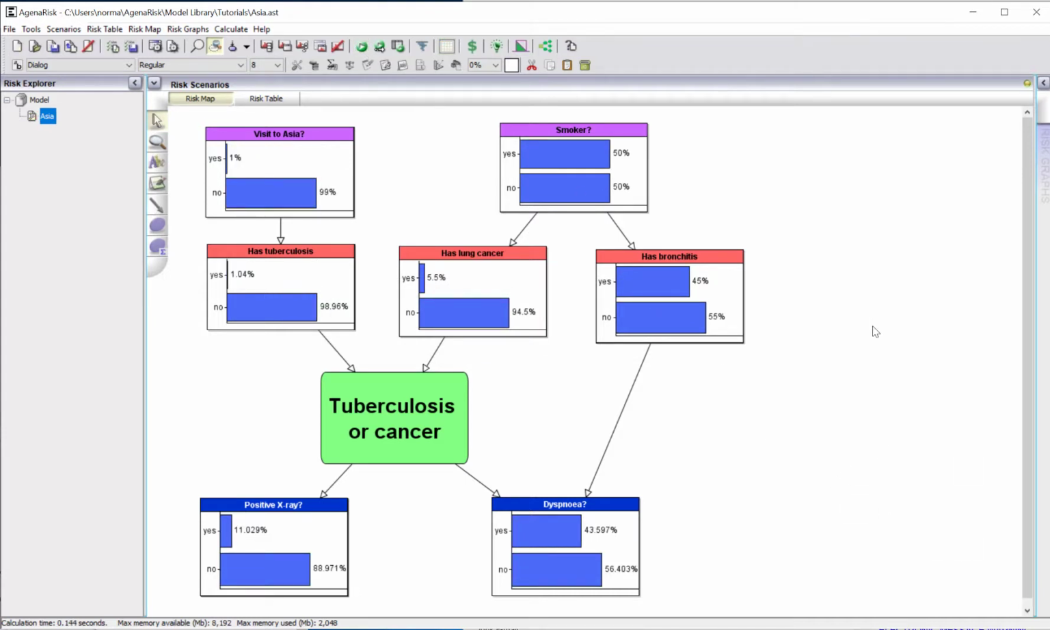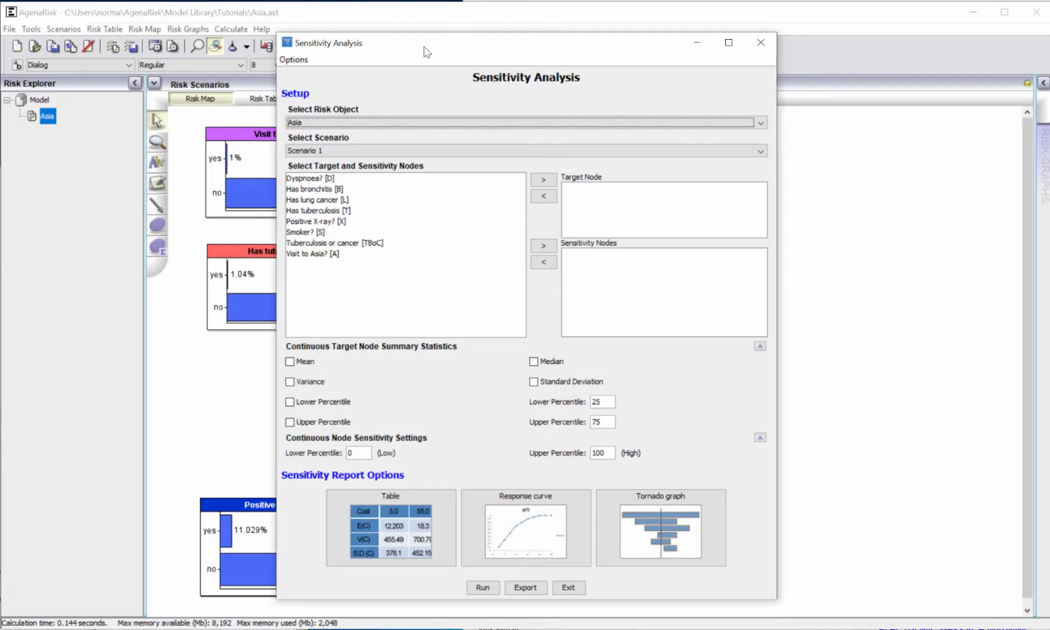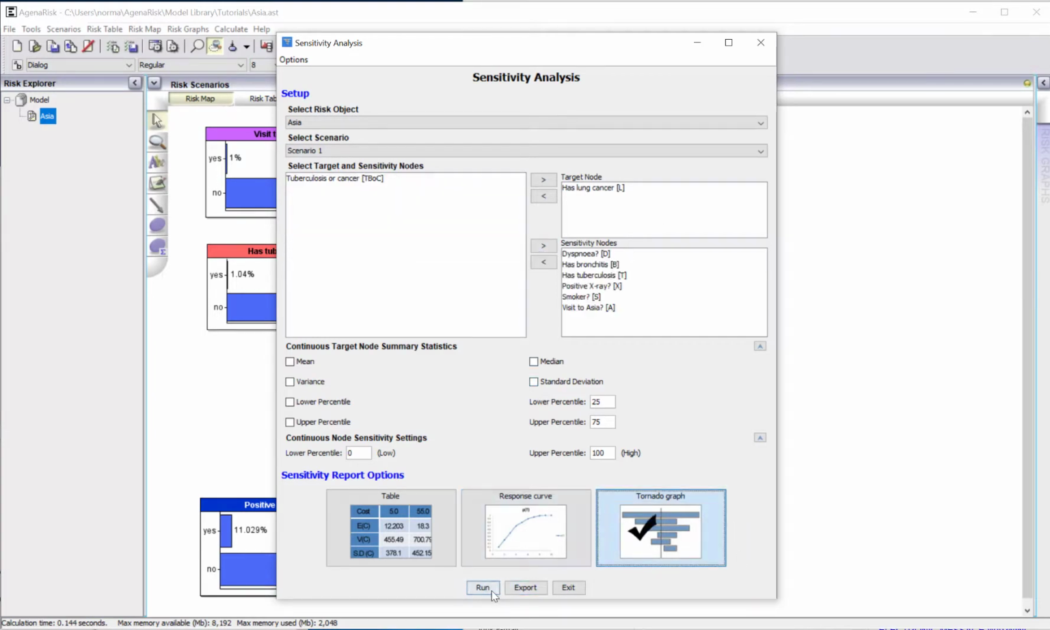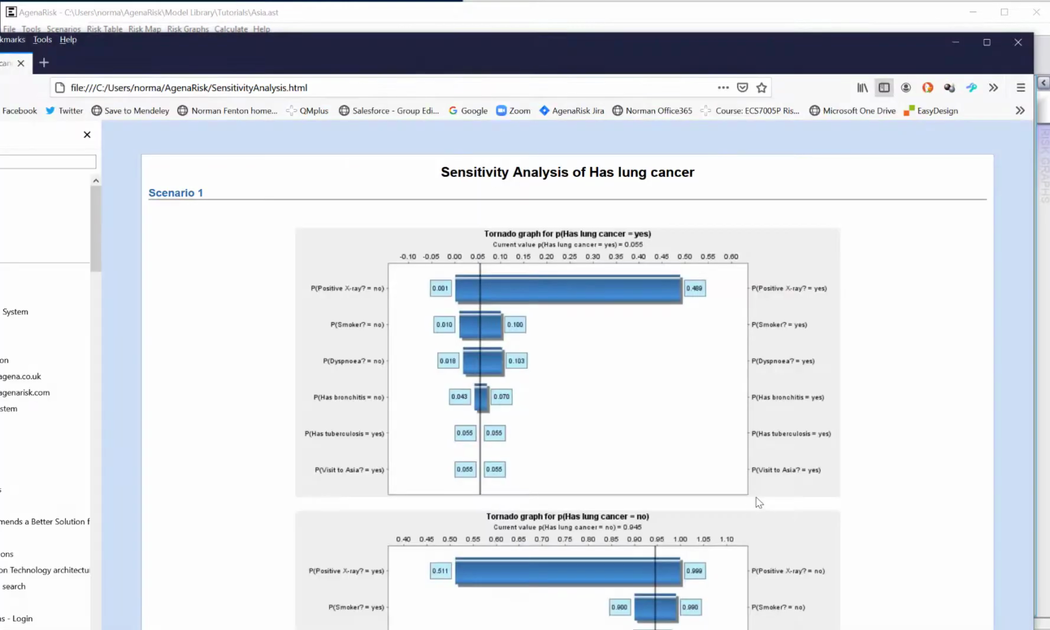I'm going to show that in AgenaRisk you can also do sensitivity analysis over a model like this. So now I'm going to launch the sensitivity analyzer by clicking this icon here. I'm going to select lung cancer as our target node. Select all of these, let's say, except for that one, it's not interesting. Select tornado graph, and there you can see it generates the tornado graph in a web browser.